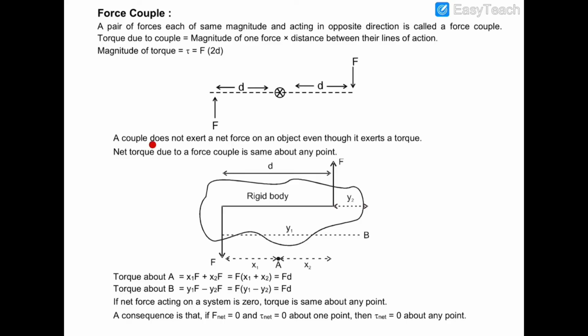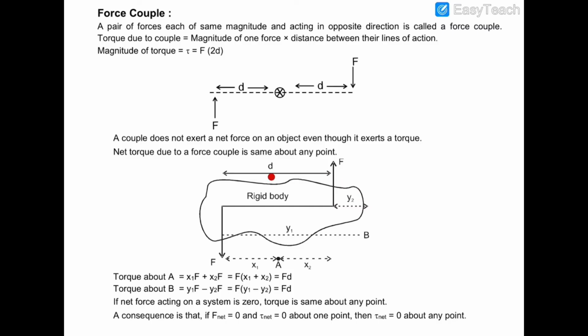Now this force couple does not have any net external force acting on the system. This is very obvious, as these two forces are acting in opposite directions and their magnitudes are equal. So there would be no net force acting on this system; the net force would be zero. But the net torque on this system is not zero, and in fact this torque is equal about any point in the system. This is very important to note.